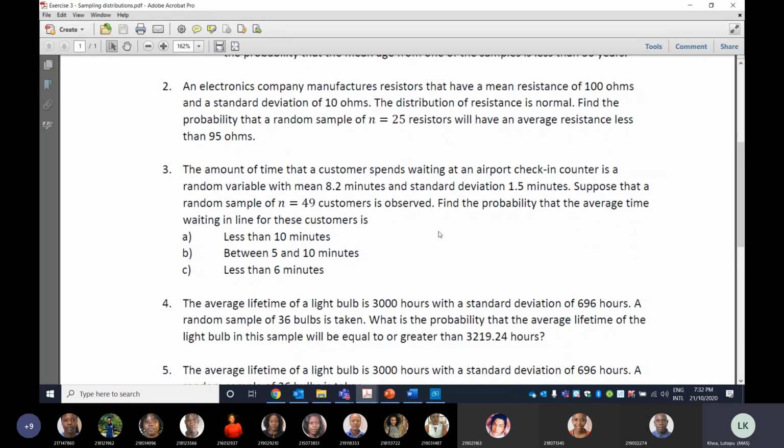With number 4, we are told that the average lifetime of a light bulb is 3000 hours and the standard deviation is 696 hours. A random sample of 36 bulbs is taken. What is the probability that the average lifetime of the light bulb in this sample will be equal to or greater than 3219.24? Okay, so again, always good to write down the information that you're given.